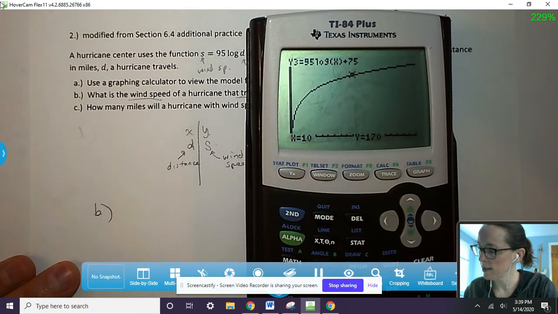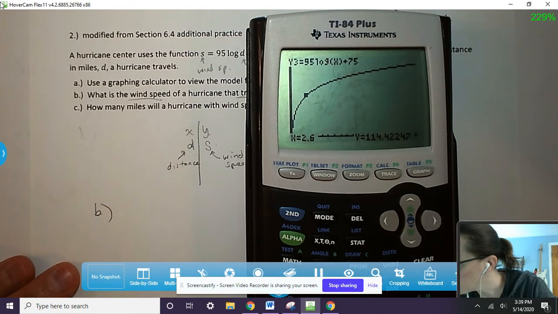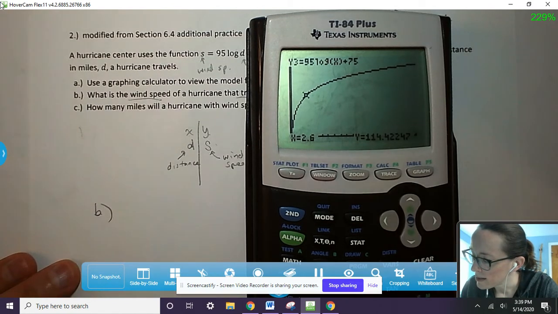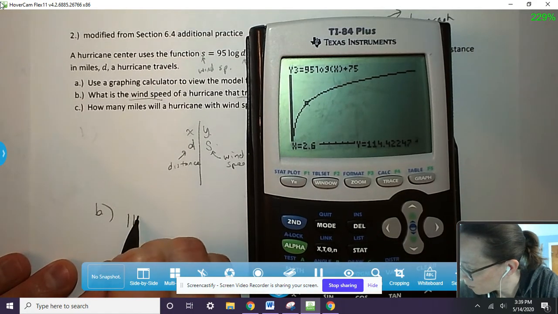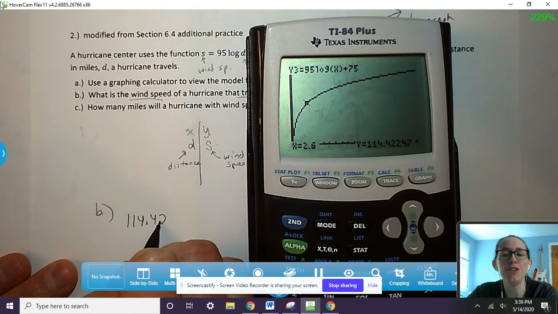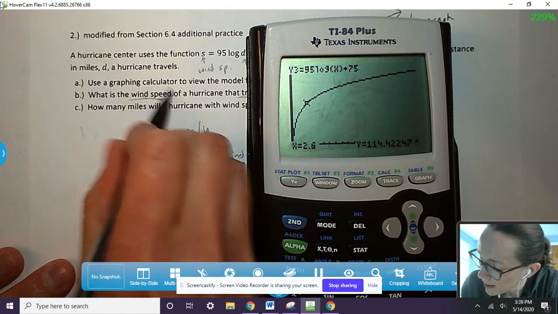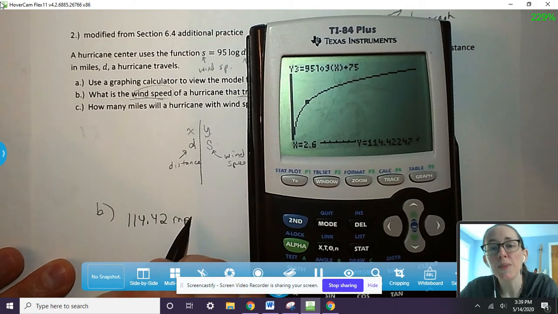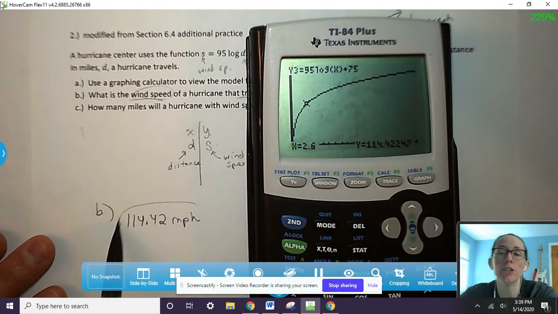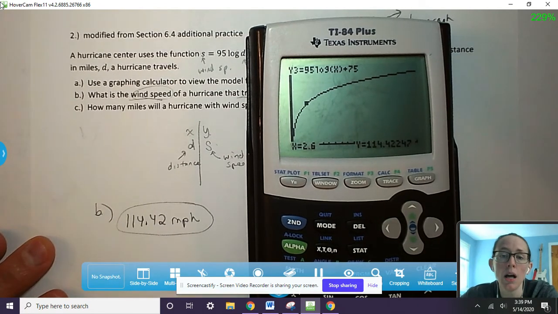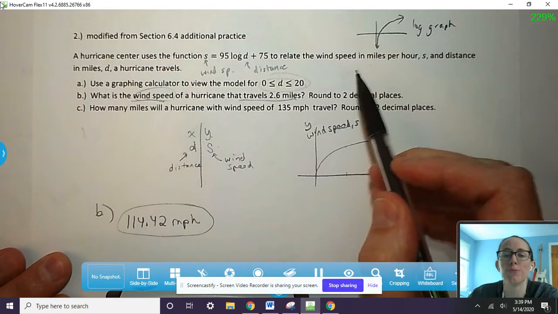and then 2.6, and then hit enter. And what I get is 114.42, and it says to round to 2 decimal places. So we'll put 114.42, and don't forget to put the units on there. Since this is the wind speed, in this problem, that's in miles per hour. Wind speed is not always in miles per hour. It could be kilometers per hour, it could be meters per second, it could be feet per minute. But for this problem, it said in the problem itself that we're dealing with miles per hour for the wind speed.